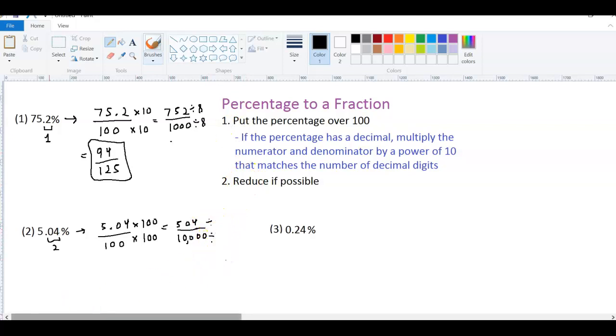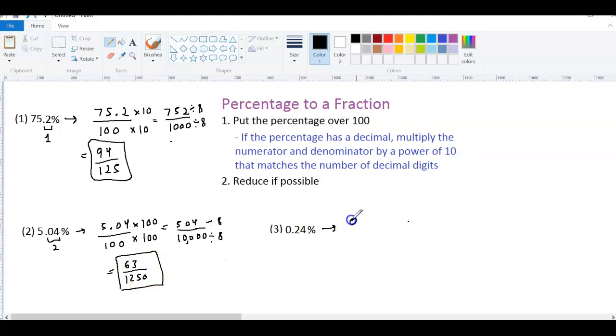So we can reduce, again, dividing by 8, just happens to be that for both of these. We get 504 divided by 8 is 63. 10,000 divided by 8 is 1,250, and that's all we could do with that. If you can't think of 8 right away, don't worry about that. You could always divide the top by 2, and then by 2 again, or by 4.